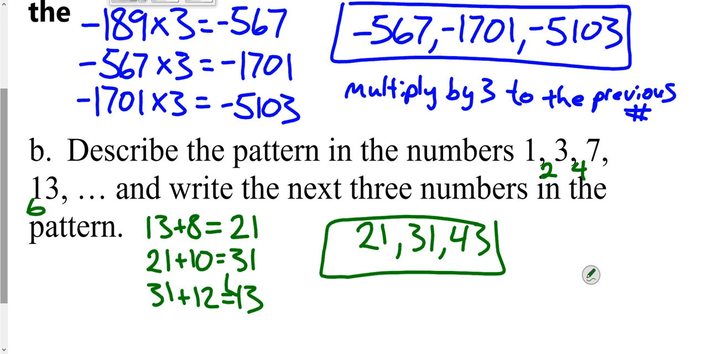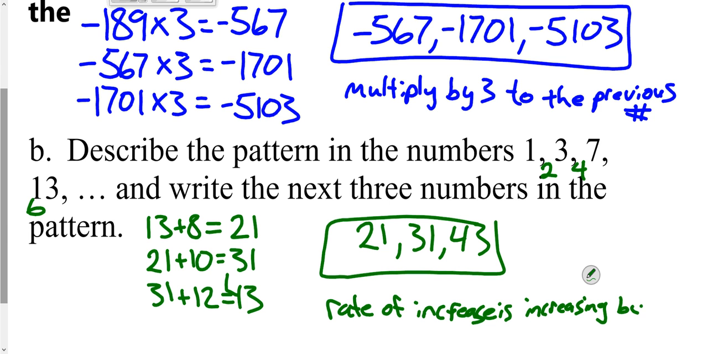And that description is: the rate of increase is increasing by 2. So 2 is that first rate of increase. And then to the next one, that rate increases by 2, and so the new rate is 4, and then that increases by 2, and then it's 6, and that increases by 2. So the rate of increase is increasing by 2.